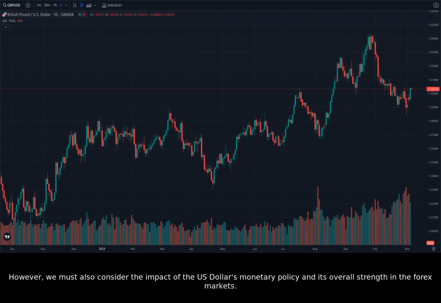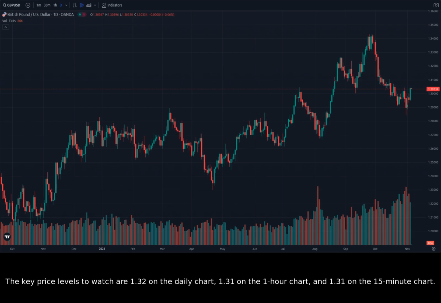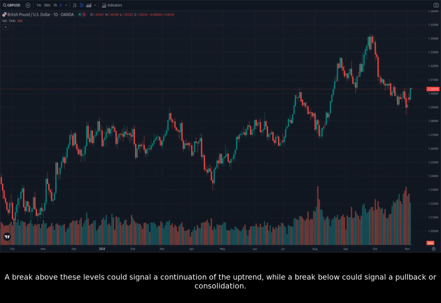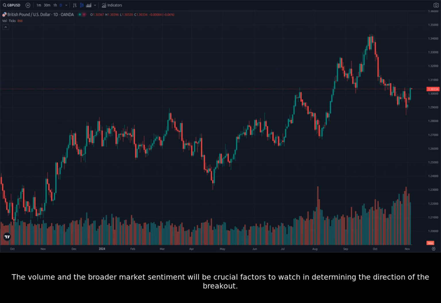The key price levels to watch are 1.32 on the daily chart, 1.31 on the 1-hour chart, and 1.31 on the 15-minute chart. A break above these levels could signal a continuation of the uptrend, while a break below could signal a pullback or consolidation. The volume and the broader market sentiment will be crucial factors to watch in determining the direction of the breakout.